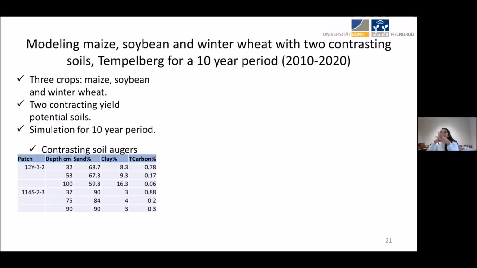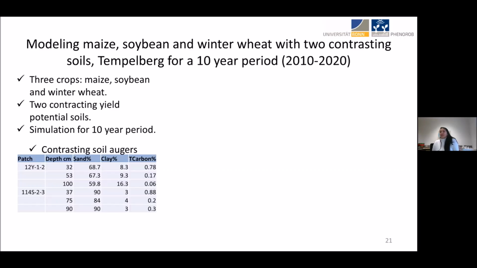So once we had all of this information that we collected for the soils, we wanted to conduct a modeling test to try to see how some of the crops that we have in these crop rotations are affected by these soil characteristics, and also if the magnitude of these responses varied among the crops that we use.